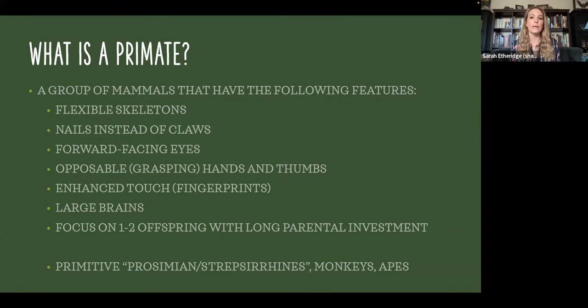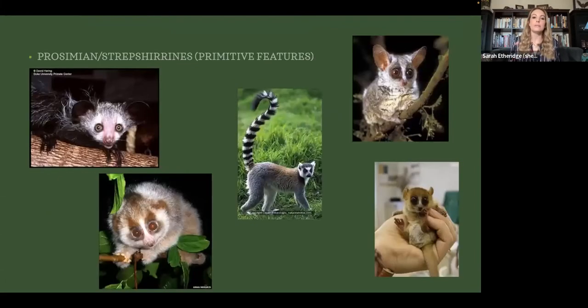There are 3 groups of primates. The first are kind of what we would consider primitive, and that's not a negative term. That just means that they resemble the ancestral form of primates. And those traditionally were called prosimian. Now they're called strepsirrhines. And then we have what we are more familiar with, monkeys and apes. So here are some examples of these prosimian strepsirrhines. When you look at these guys, you wouldn't necessarily look at them and go, oh, I think that's a primate. It doesn't look like a monkey or an ape.